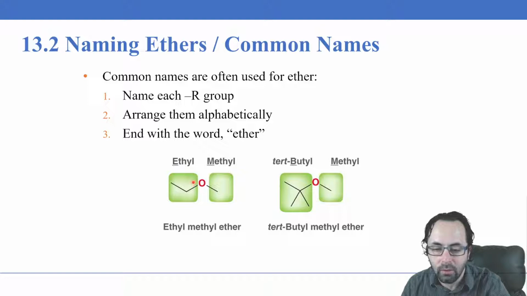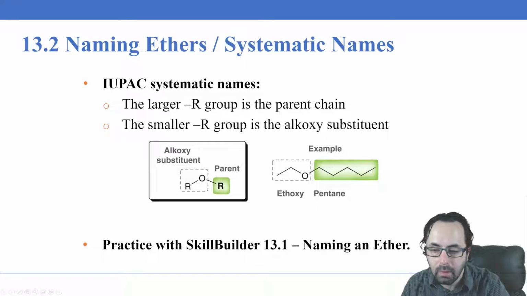So this is an ethyl group. Ethyl, this is a methyl group. We say methyl and say ether. Here, this is a tert-butyl group. This is a methyl group, so we say tert-butyl methyl ether. People use that naming particularly for small ethers like this all the time. It's not the IUPAC systematic naming.